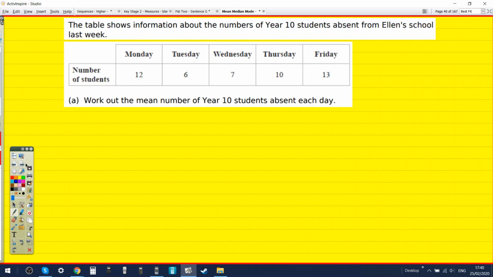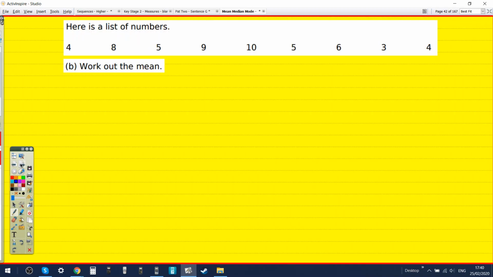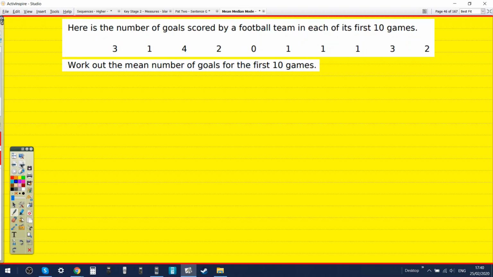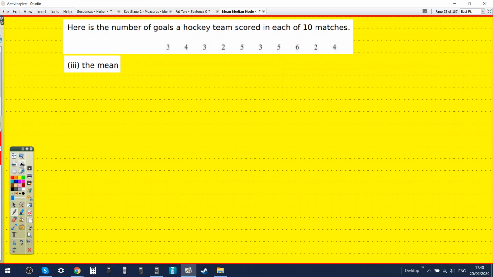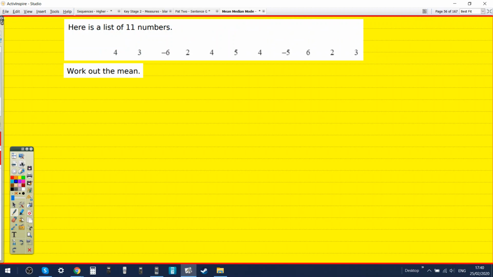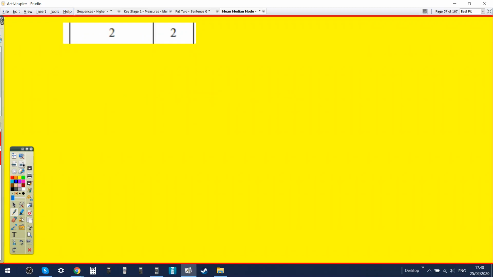Okay, so these are all the same thing. Sometimes you get a decimal answer, sometimes you don't. Add them all up, divide by the number of numbers. There's one little trick in here. Sometimes it's a negative number, but it's all the same thing. So you just put 4 plus 3 plus minus 6 plus 2 and just do it like any other number.